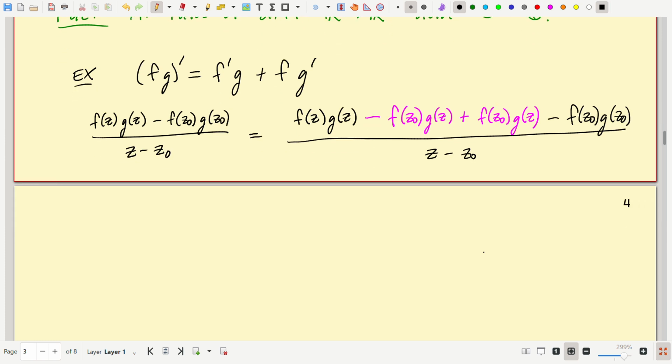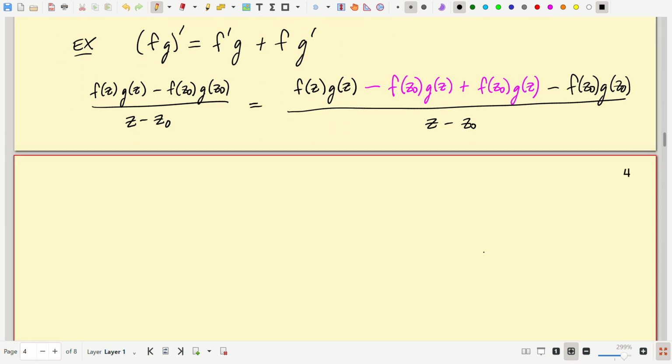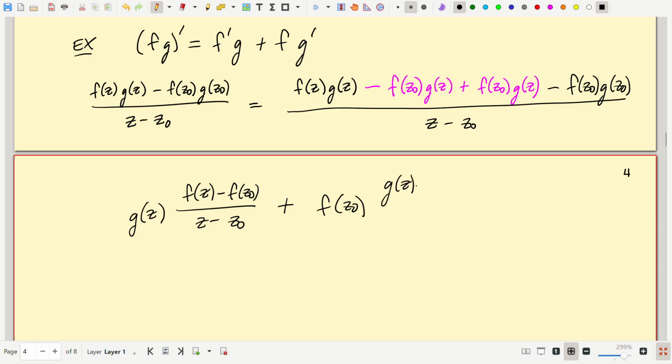And these are complex functions now, but I realize I can pull that apart. That first piece, I can factor out the G of Z. And then I get a difference quotient in the F. And in this other one, I can factor out an F of Z naught. And then I get a difference quotient in the G. So that's the times, that's the times.